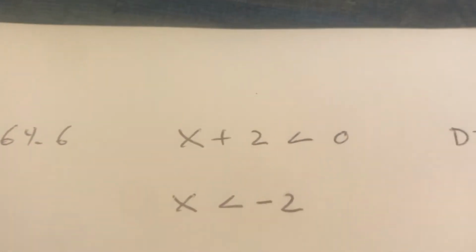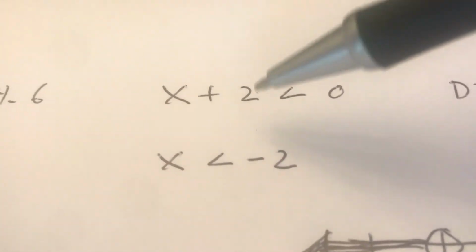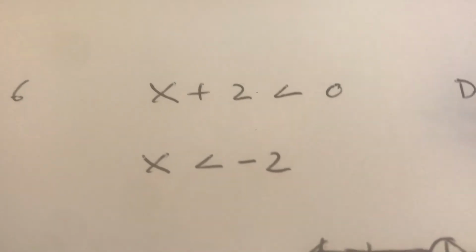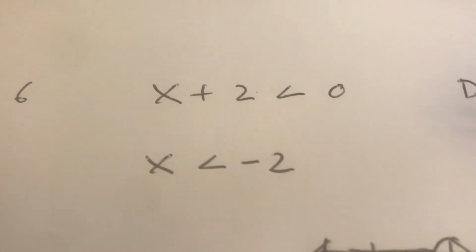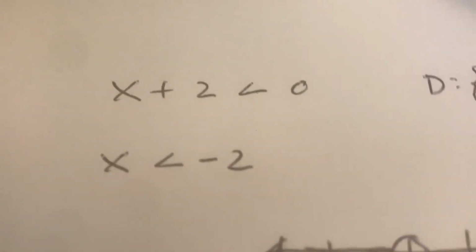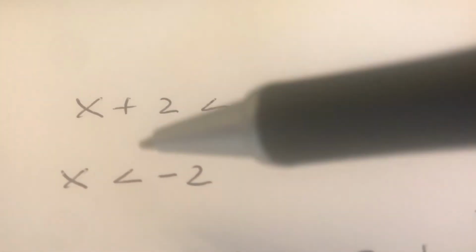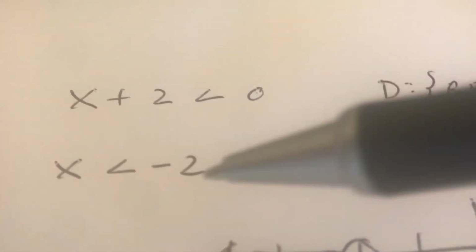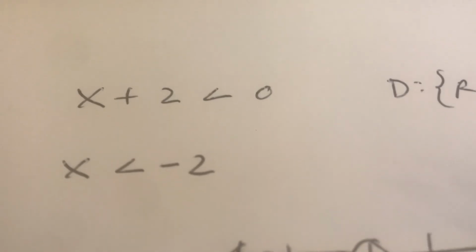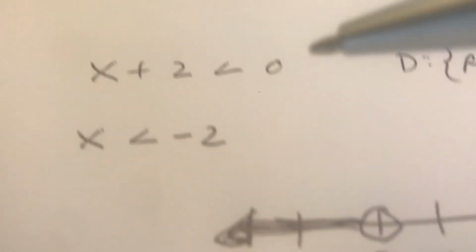One last thing on the next page, sometimes you'll have x plus 2 is less than 0. Well, when you have inequalities, you can add or subtract as long as it's the same thing from each side. So here the domain is reals again. So the first thing I do is I subtract 2 from this side, makes it disappear. 0 minus 2 is -2. So x is less than -2.